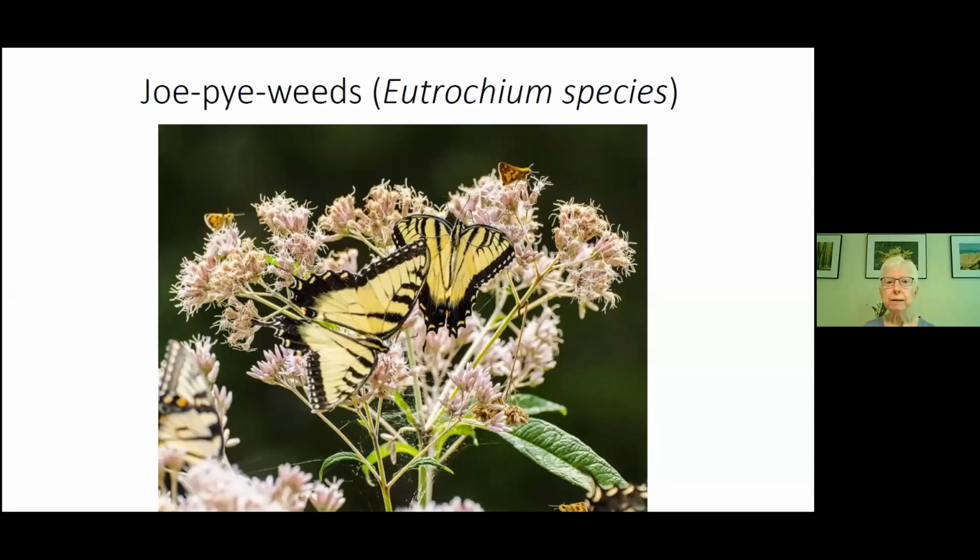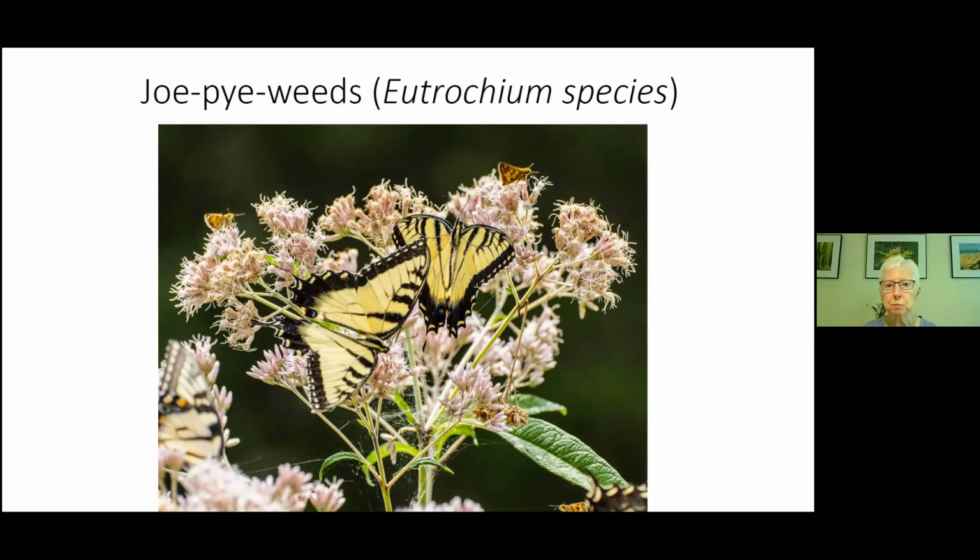The Joe-pye-weeds typically begin to bloom about mid-July, at least around where I live and visit, and they typically bloom well into August. These are pollinator magnets. Butterflies love them. I run a butterfly count at Bowman's Hill Wildflower Preserve, and this is one of the most reliable places to look for butterflies. There are several different species. Probably the most common is Eutrochium purpureum, which has purple at the leaf nodes where the leaves are attached to the main stem of the plant.